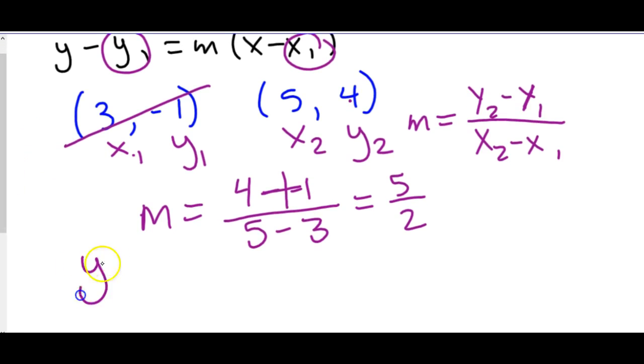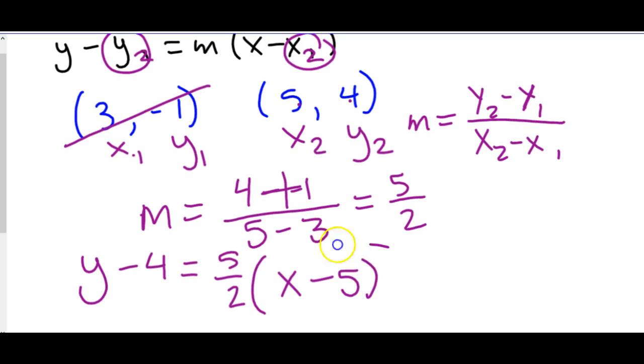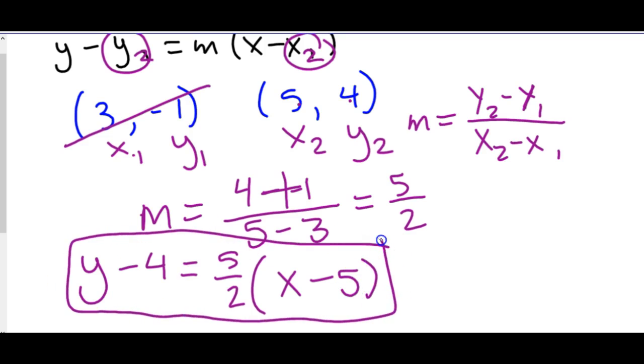So we plug in y minus y, in this case y2. I guess maybe I should have picked the first one just so we were sticking with the x1, y1, but again, it doesn't really matter. You can just plug the x and y value into this equation. So y value is 4, slope is 5 over 2, times x minus the x value of 5. We'll go ahead and leave it like that since we already talked about how you could simplify it. So that covers everything for lines in the coordinate plane.